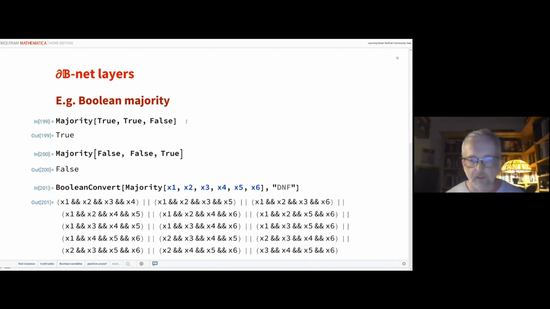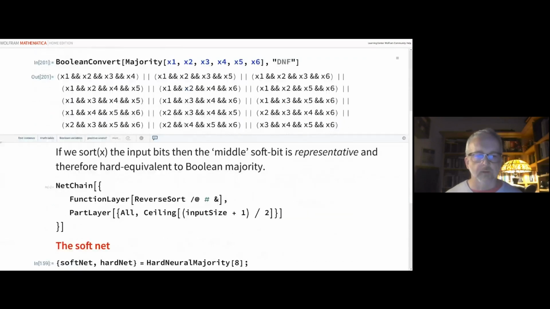But so here it is in DNF form. There's a majority function with 6 inputs, but the number of terms grows exponentially with the number of inputs, and there's no general algorithm for finding the minimal Boolean representation of majority. And in machine learning applications, we may want thousands and thousands of these things. And so this becomes explosive to compute at training time. So what can we do about that?